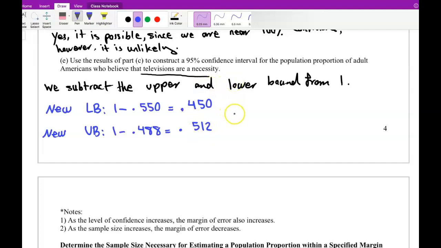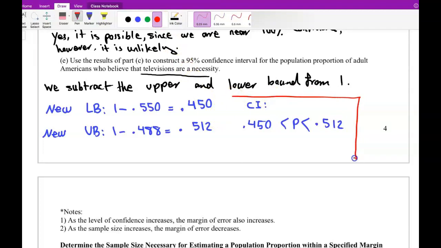So our new interval is population proportion is between 0.450 and 0.512. Or in other words, this one is our interval.